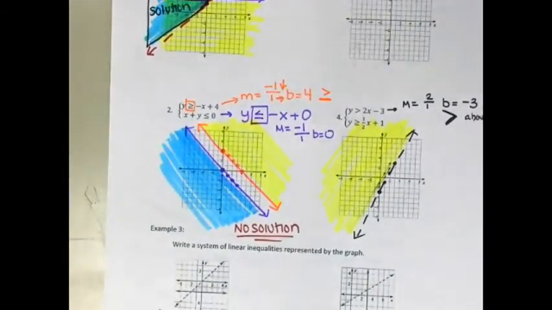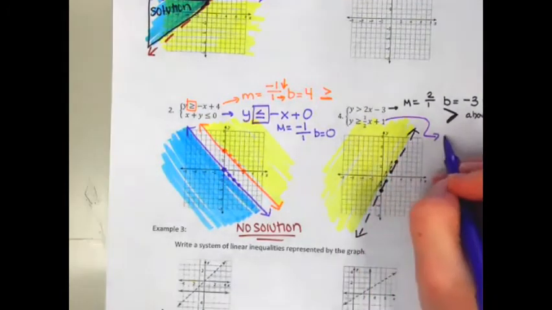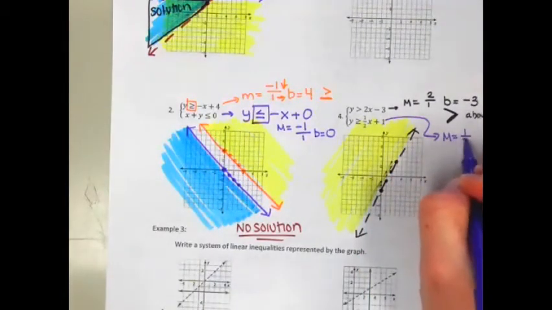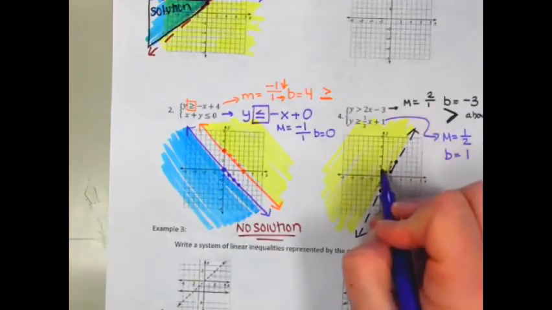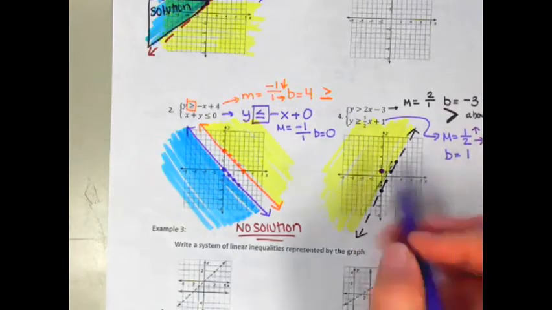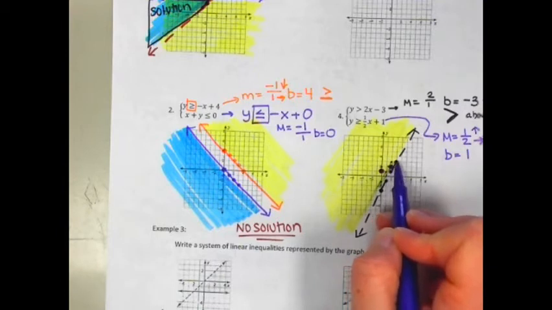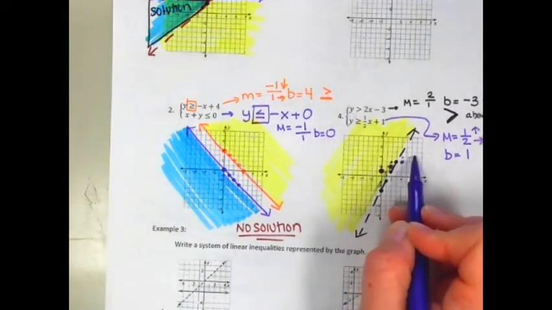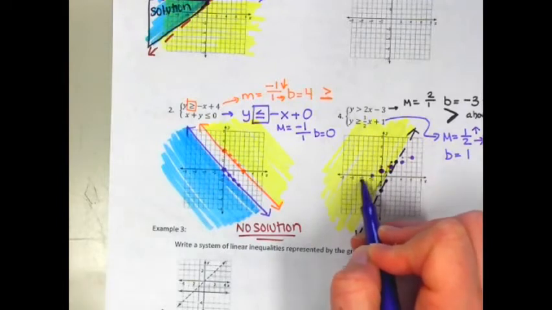All right, let's look at the second one. What's my slope of the second line? 1/2. And what's my y-intercept? 1. So I'm going to start at what? 1, and then do what? Up 1 and to the right 2. So from here, up 1, right 2, up 1, right 2, up 1, right 2. Or I could go down and to the left.